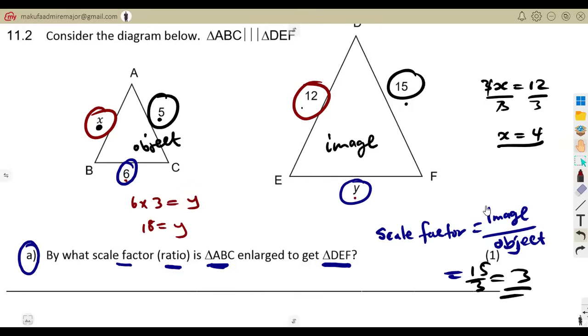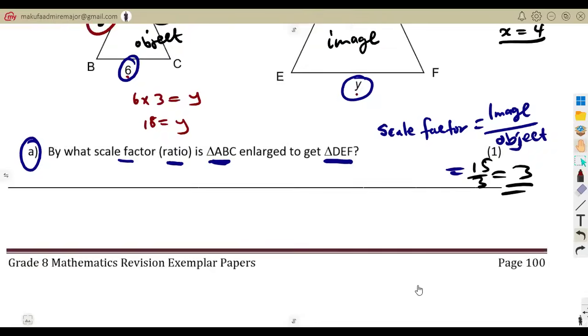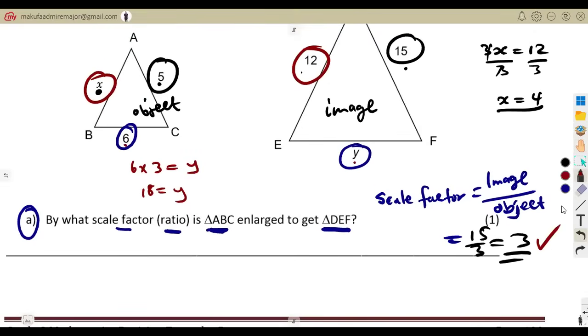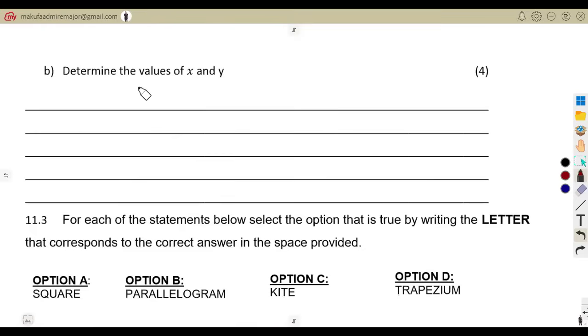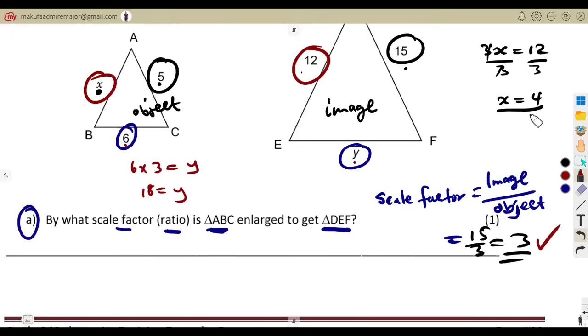So they can even ask for these values of X and Y, which is another part. Here it was just the scale factor, and they're actually asking this, determine the value of X and Y. This is the one that I was explaining. From the scale factor, the object, you multiply what is on the object by 3, you must get a 12. 3 times X. X, this one, multiplied by what? The scale factor, it must give us a 12. It's an equation. So you can solve for X.